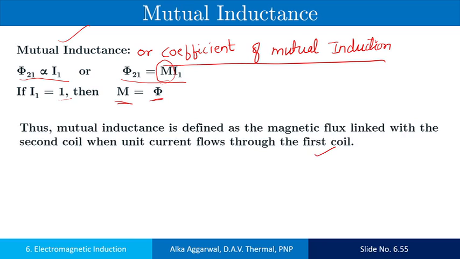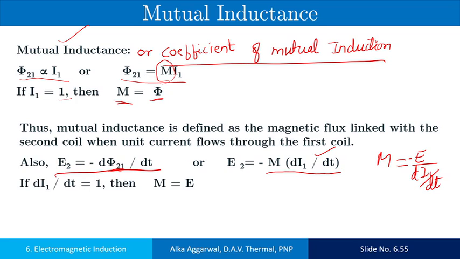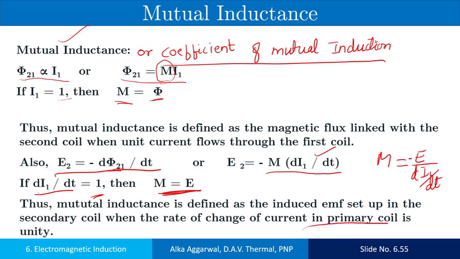Now another definition. As you know, EMF can be written as minus d phi by dt. Now put the value of the flux, that is M into I. So it is equal to minus M into di by dt. Now we define the mutual inductance, which is equal to E upon di1 by dt. If di1 by dt is 1 ampere per second, then M is equal to E. So what is the mutual inductance? It is equal to the EMF induced in the second coil when the current is changing at the rate of 1 ampere per second in the primary coil, or the first coil.